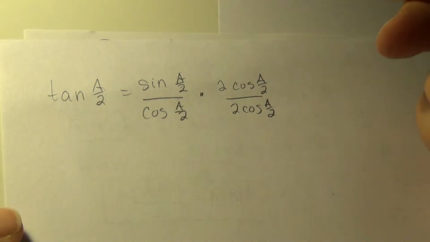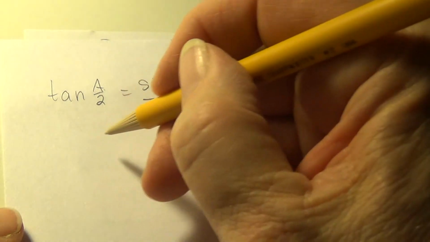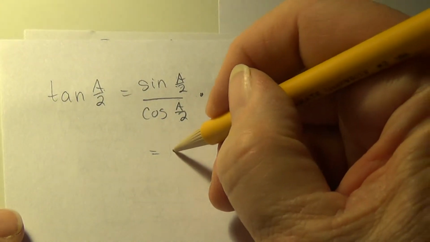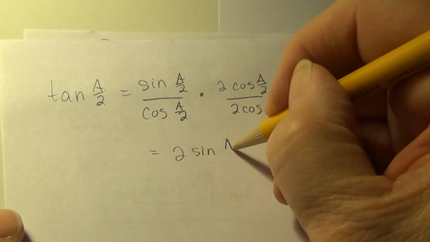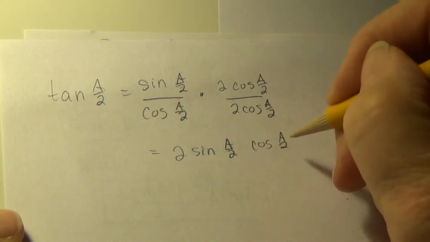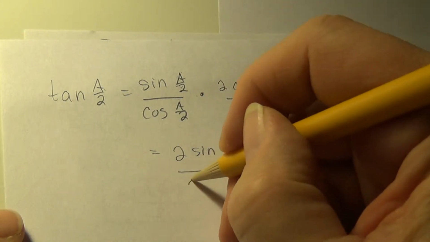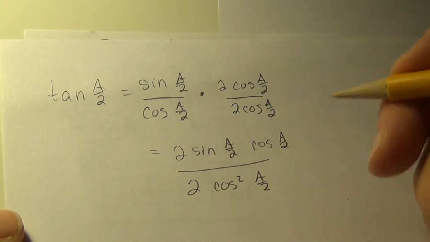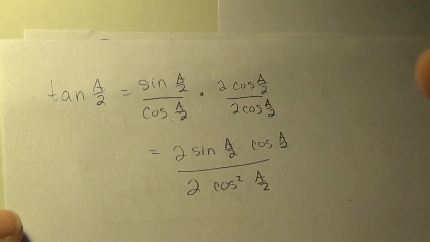And so why would you do that? Because something nice falls in my lap. This times this is 2 sine of half an angle, cosine of half an angle. And on the bottom, I get 2 cosine squared of half an angle. That's what this times this is.